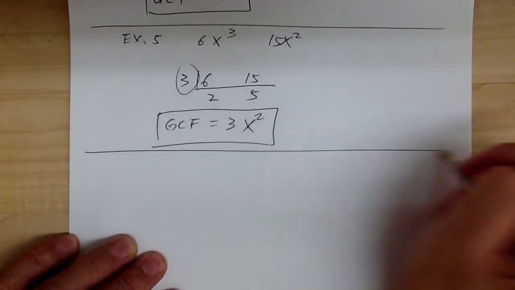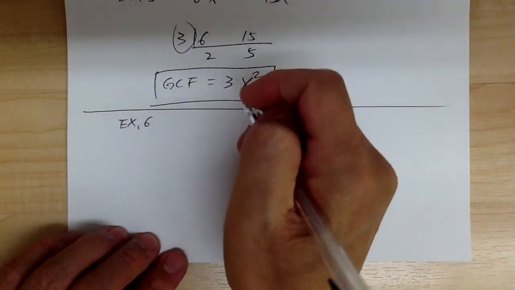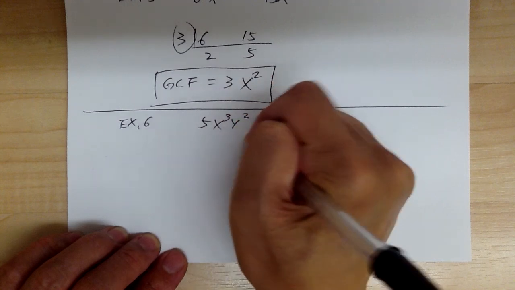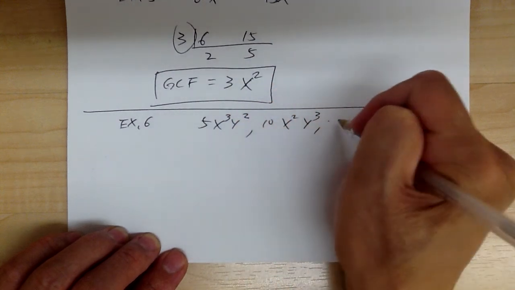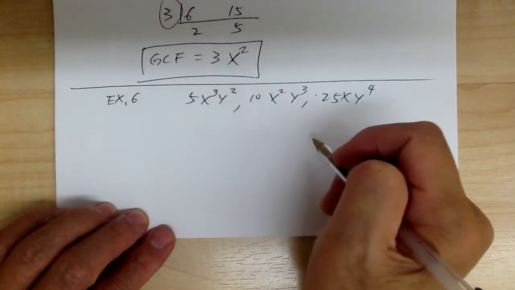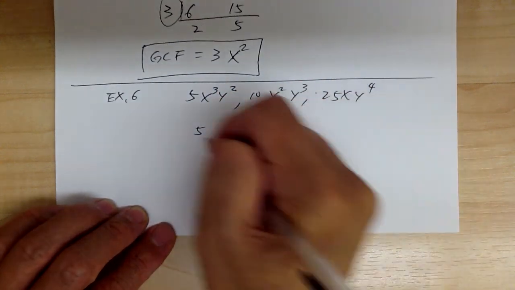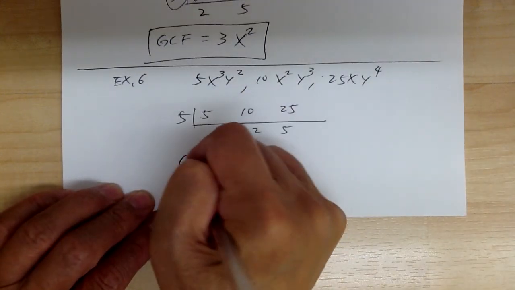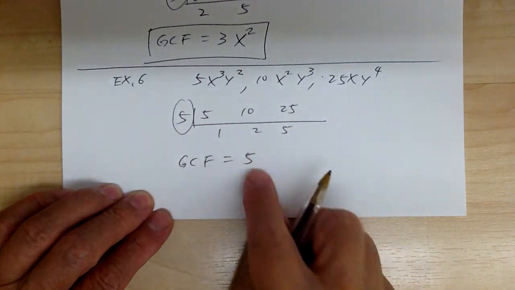Okay, let's go to example 6. You're looking for the GCF of 5x cubed y squared, then you have 10x squared y cubed, and then you have 25xy to the 4. Again, let's focus on the number first. You've got 5, 10, and 25. All of these can divide by 5, so 1, 2, and 5. So that's it. Your GCF, again, would be the number on the side, so you go to 5. So that takes care of the number.